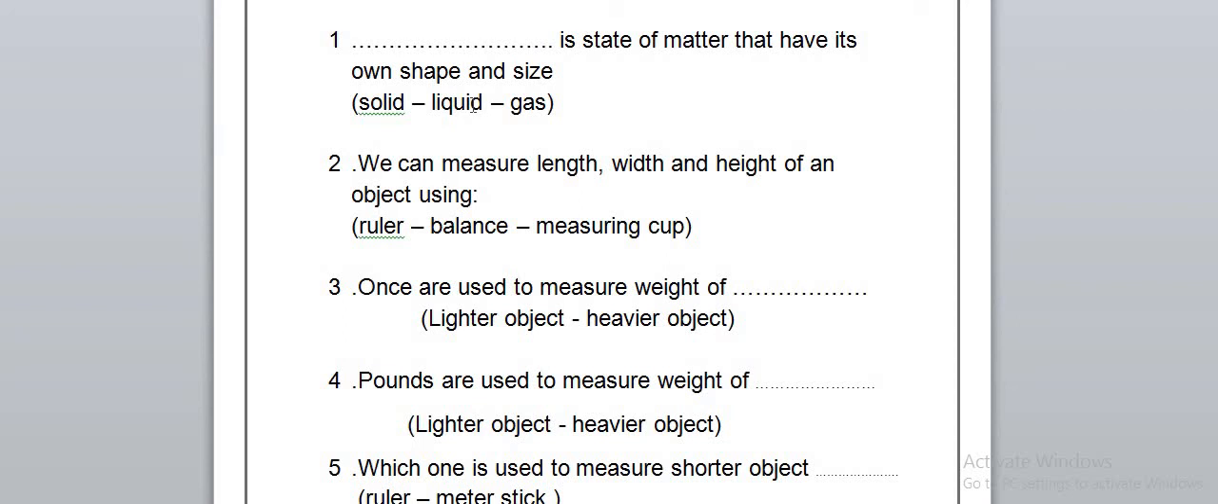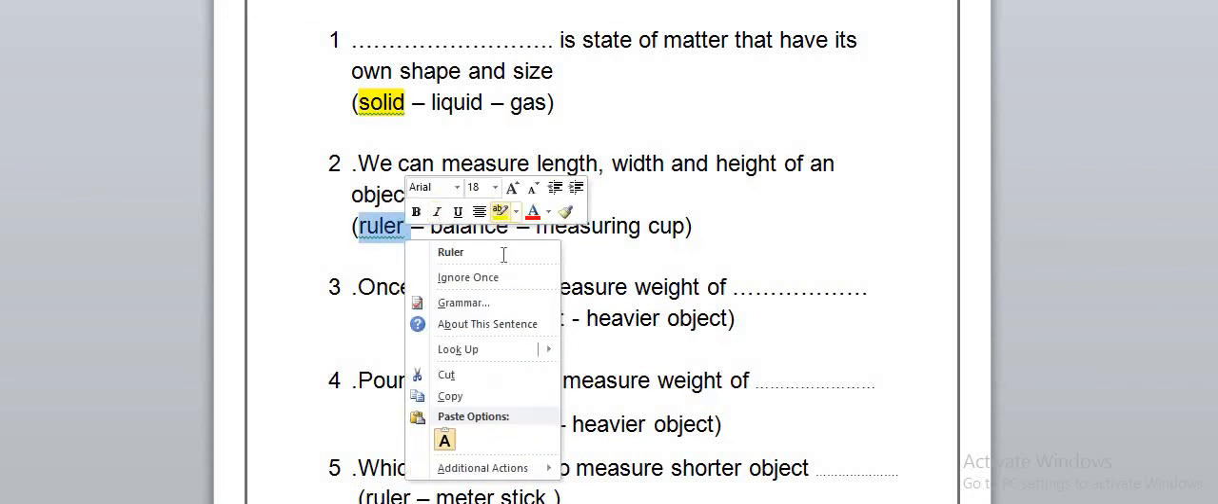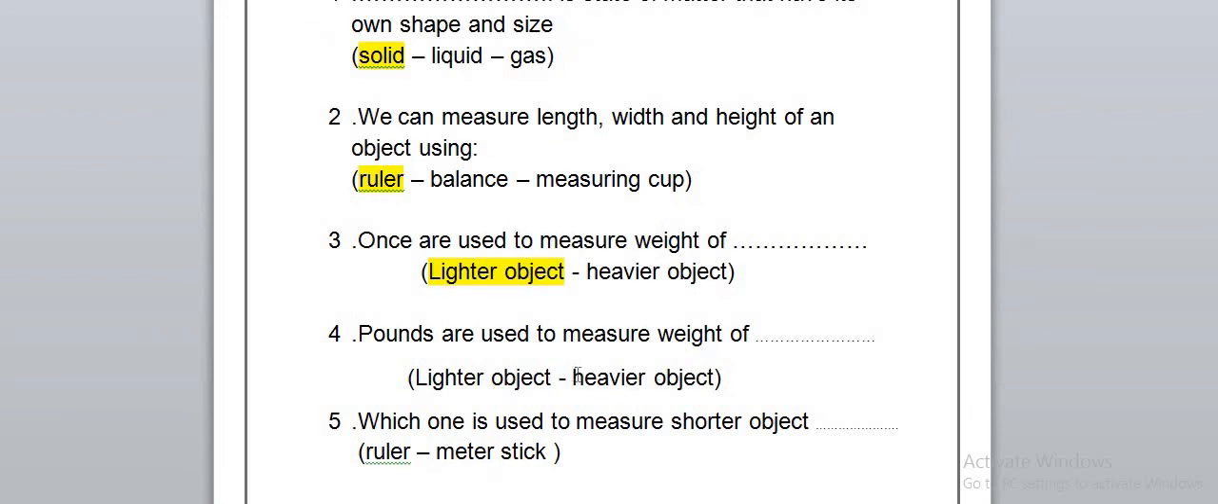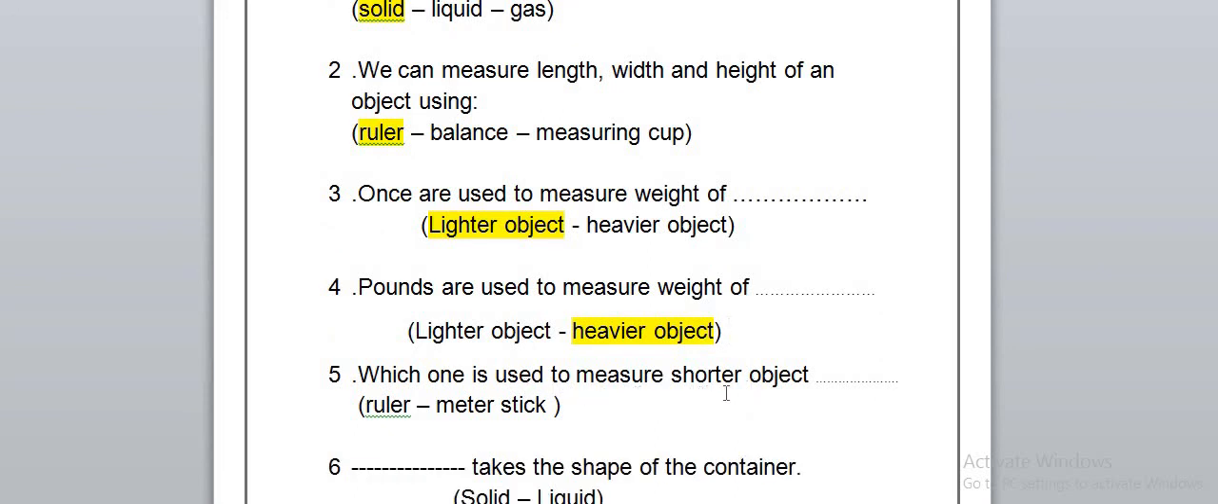So which state of matter, number one, has its own shape? Of course it is solid. The second question is asking, we can measure the length and width and height of an object using, of course, a ruler. Number 3, ounces are used to measure the weight of light objects. If you can remember, this was for the light and the pound was for the heavier objects. Which one is used to measure the shorter one? Of course the ruler, while the meter stick was used to measure the long objects.